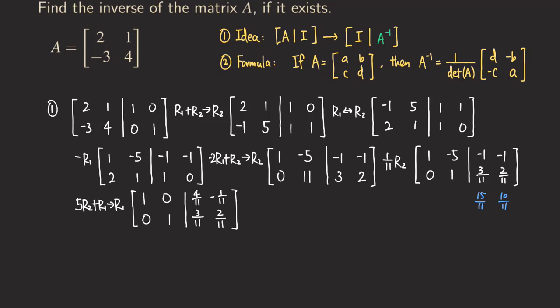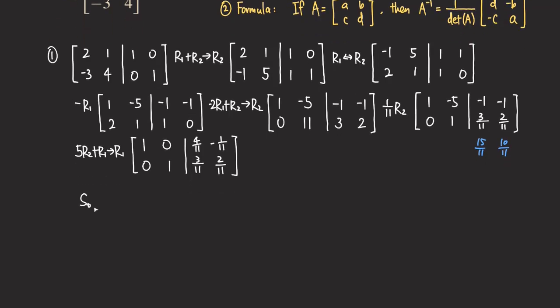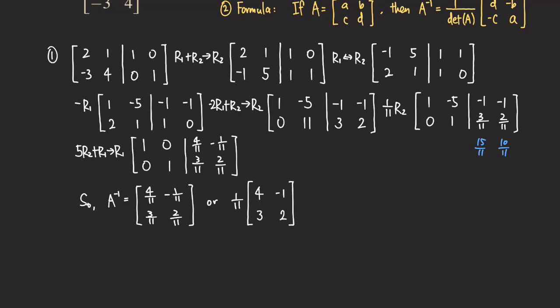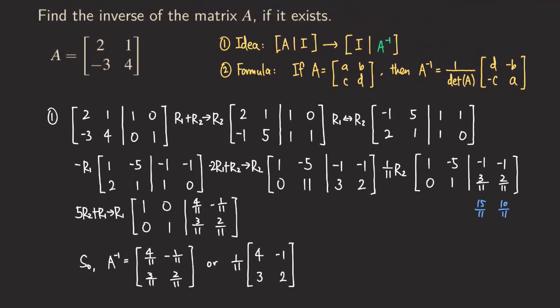Okay, so what happens is that we have the answer. The inverse of A is just copied from this matrix right here: 4 over 11, negative 1 over 11, 3 over 11, and then 2 over 11. If you want, you can factor out the 1 over 11, so we get 1 over 11 on the outside, and then integers inside the matrix: 4, negative 1, and then 3, 2. And so that is the inverse of A. Okay, so that is our first way of finding the inverse.